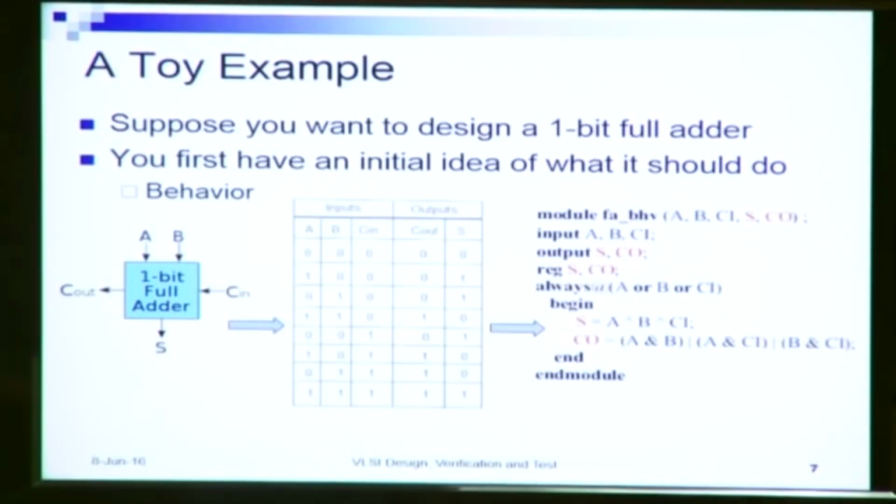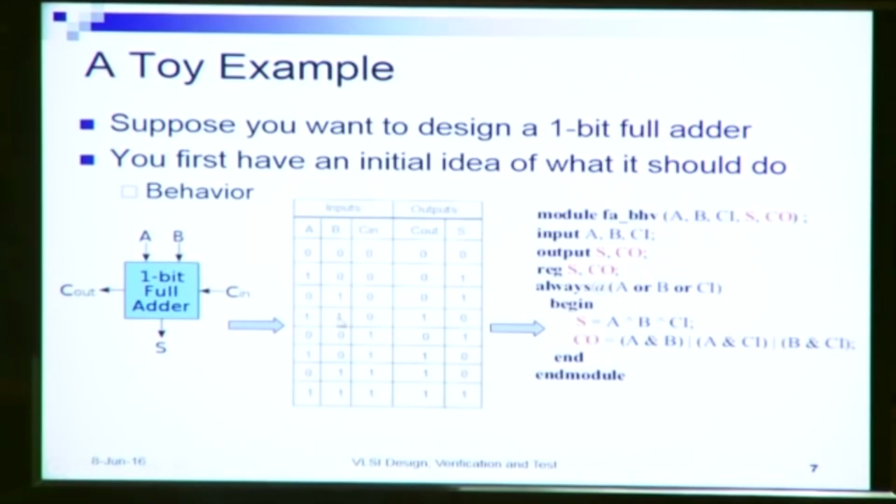So if we just take a toy example of what we have been taking, suppose we want to design a 1-bit full adder. So first, what we have is an initial idea of what we want to do. We have two inputs A and B, a carry input, and we produce two outputs. One is the sum bit and one is the carry bit. It's a very simple 1-bit adder.